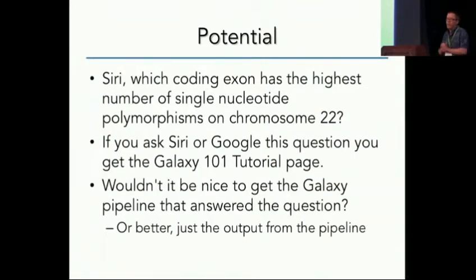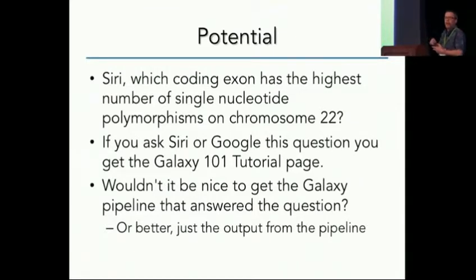For example, the Galaxy 101 tutorial has the question, which coding exon has the highest number of single nucleotide polymorphisms on chromosome 22? And the Galaxy tutorial says, oh, that's simple. And we laughed and laughed and laughed, because if you were to ask Siri or Google that question, it's not going to come up with the answer.